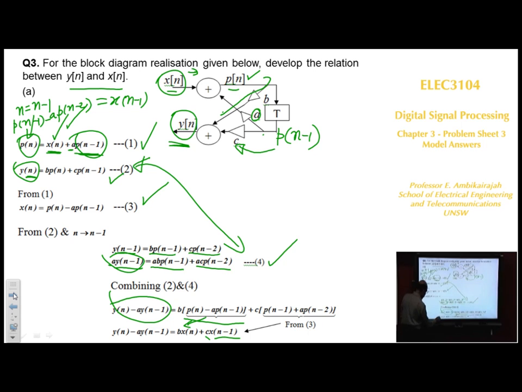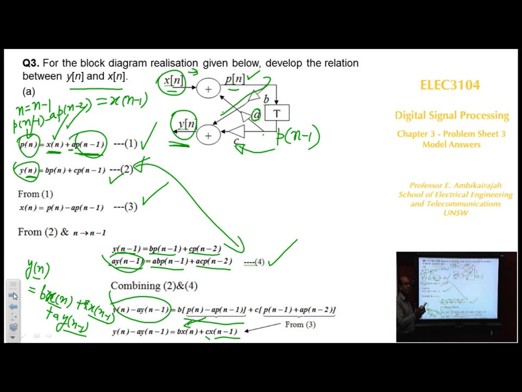And then you really need to write as yn is equal to b xn plus c xn minus 1. Plus a yn minus 1. That's the way you finish. You find the current value of y depends on the current input, and the past input 1 sample delayed and past output 1 sample delayed.